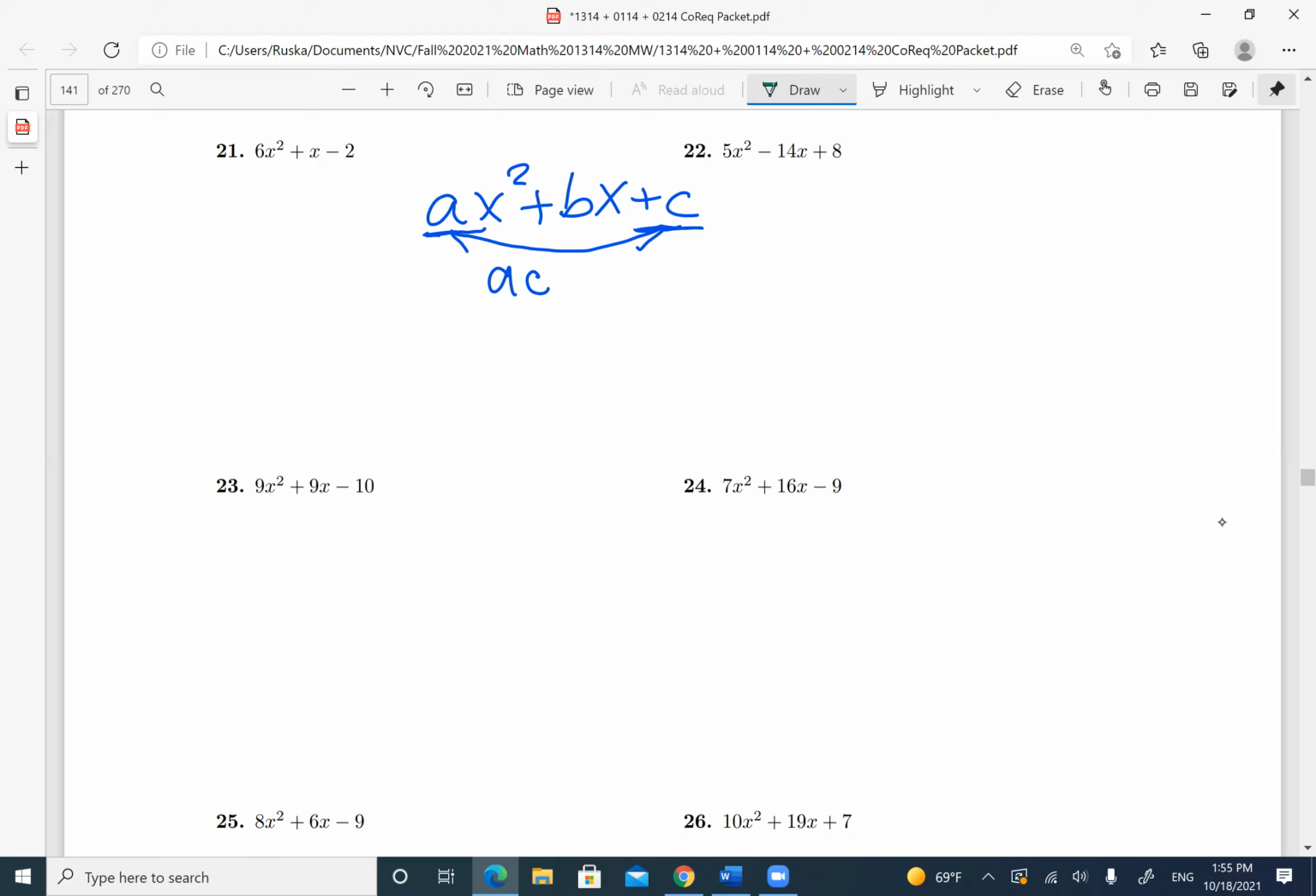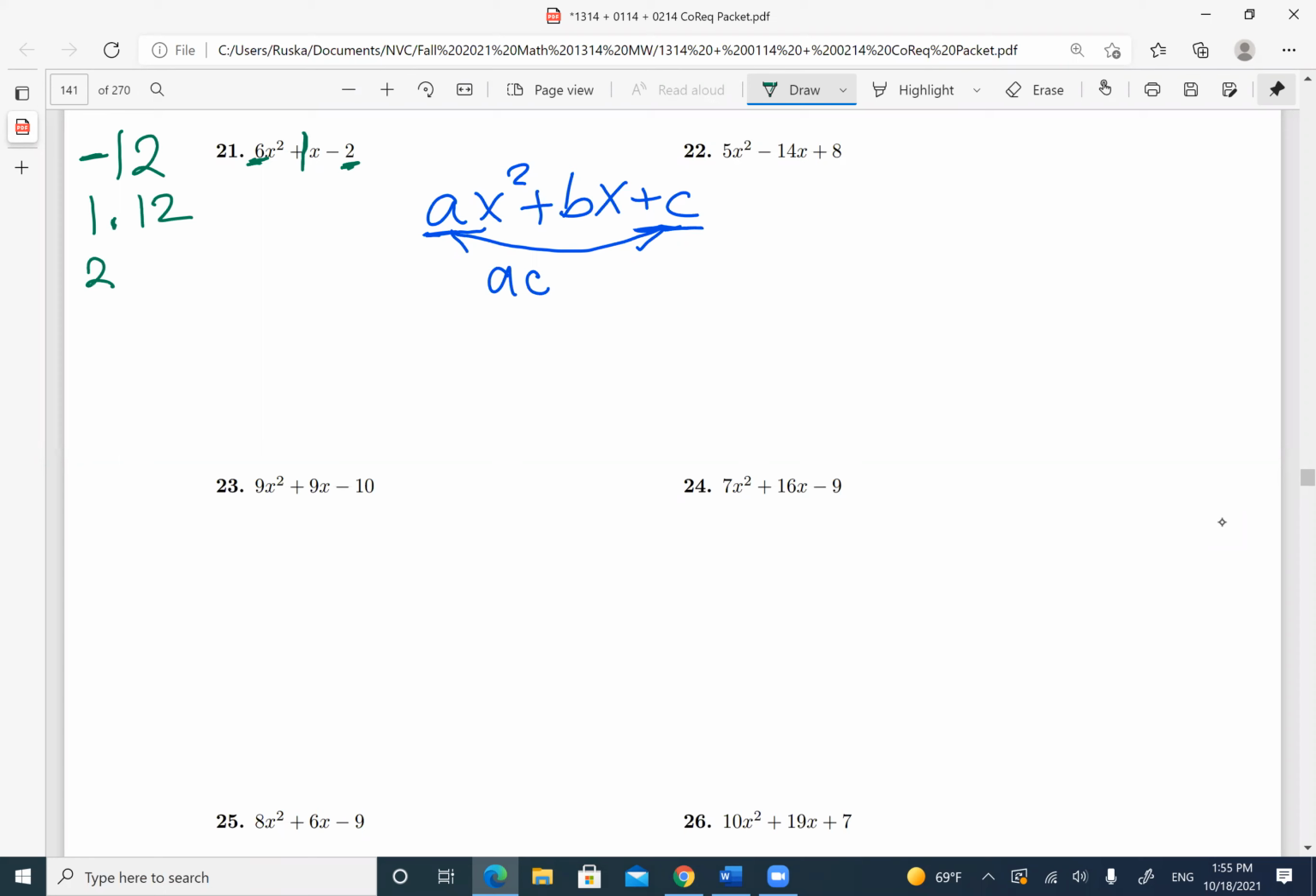So multiplying A times C, so multiplying 6 times negative 2, what is 6 times negative 2? Negative 12, right? So looking at negative 12, now I need to get the factors of negative 12 which add up to the positive 1, add up to the middle number. So pretty much after you multiply A and C, you do the same we just did with 1 in front of x squared.